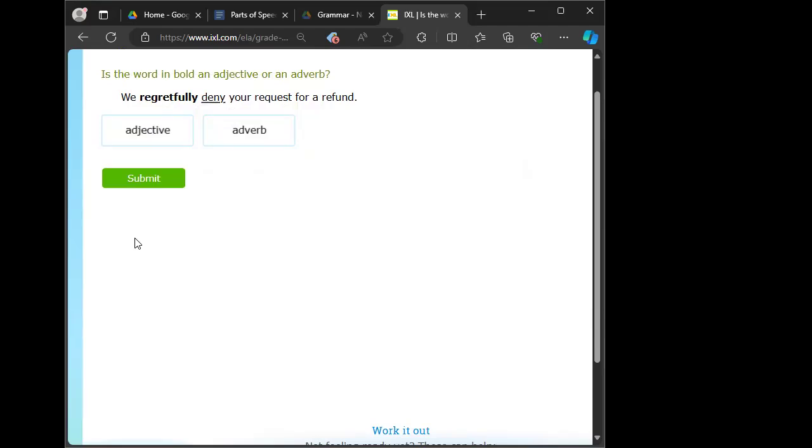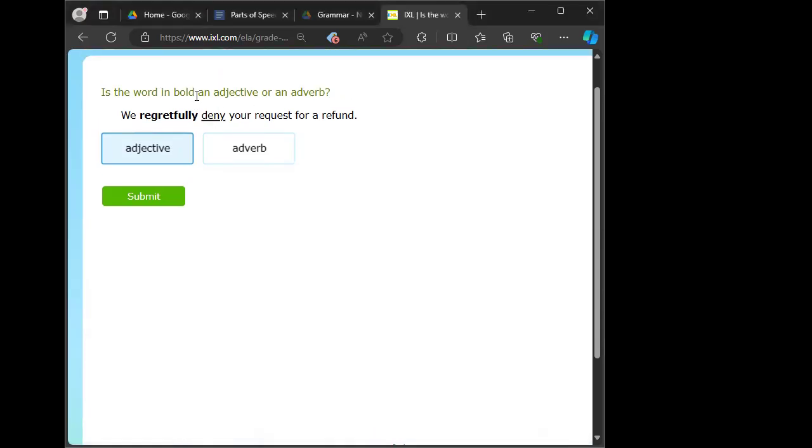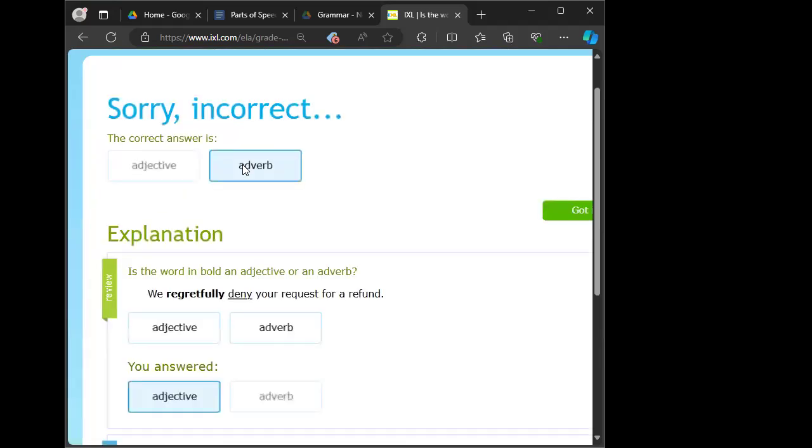Regretfully is the adjective. What is regretfully describing? Regretfully describing a request that was denied. It's not describing the request. It's describing deny, how it was denied. Regretfully. Okay, adverb. So deny, yes, is a verb, so that means that regretfully would be an adverb.